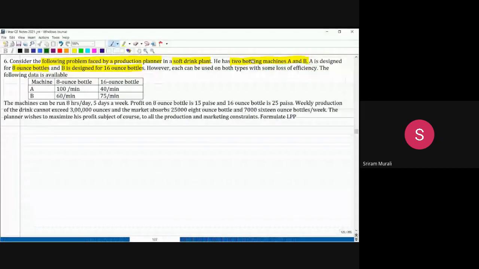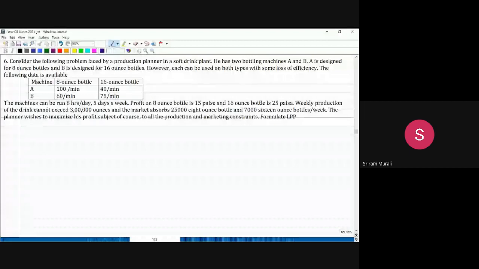A is designed only for 8 ounce. B is designed for 16 ounce. They are exclusively prepared for these, but they are using them for both types with some loss of efficiency. Though each is specialized in its production, we are utilizing both. That is why there is a loss in efficiency that is stipulated.